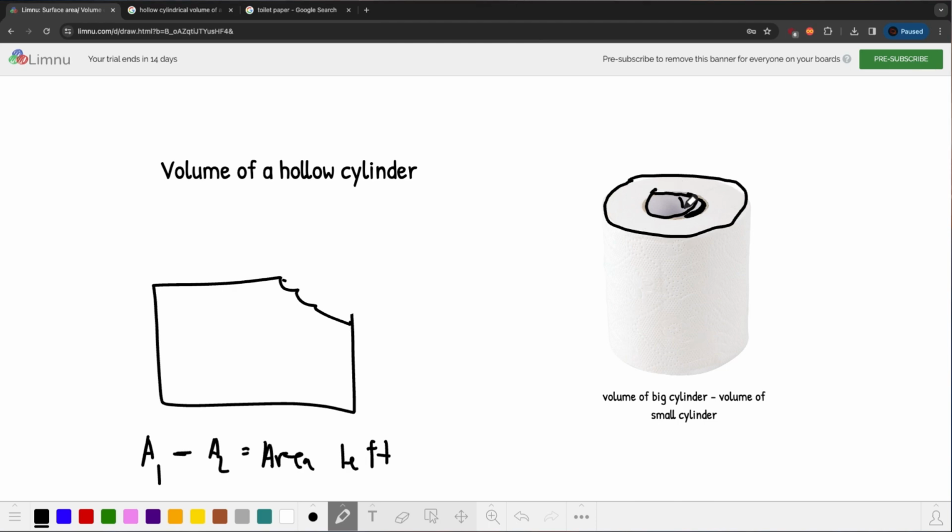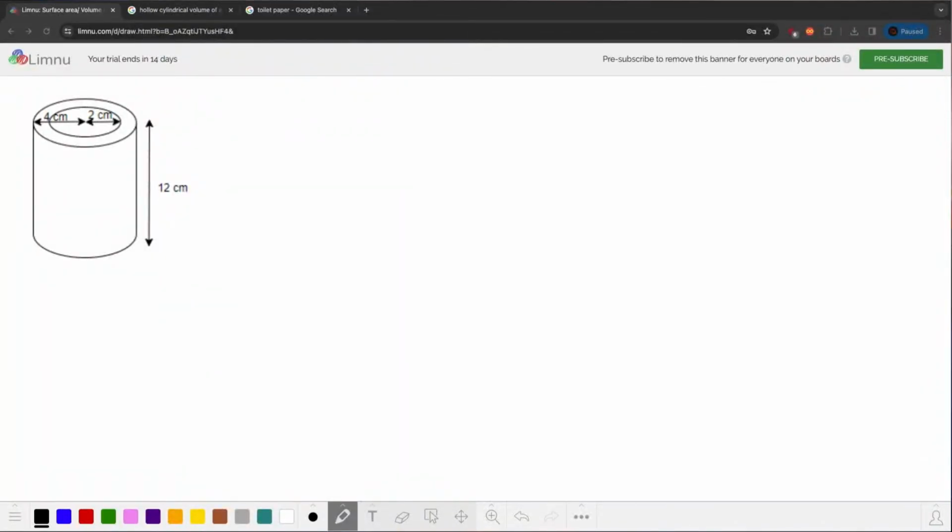So let's actually do a problem so you have a better idea of what I mean. We are asked to find the volume of this hollow cylinder. And it looks quite confusing, but don't worry, we're going to do this together and hopefully it should make sense. So the formula was the volume of the big cylinder minus the volume of the small cylinder. So let's call the volume of the big cylinder V1, volume 1. So we look at the outer circle, and you can see that from this point to this point, the radius is 4, height is 12.